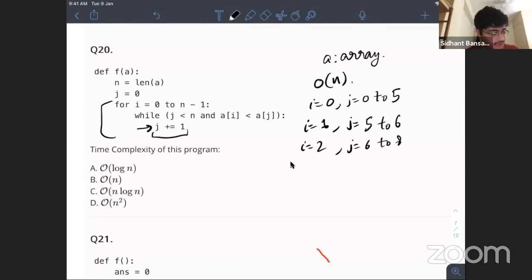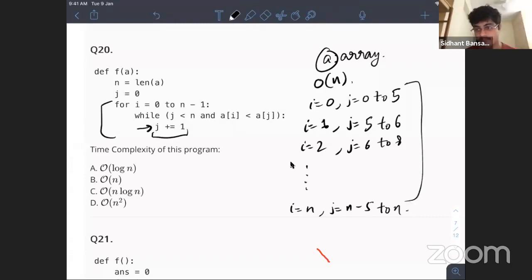So when I goes to n, maybe J goes from n minus 5 to n. That's how this structure looks when a certain array A is given. Then how many times is J incremented? J is only incremented n times. So this statement only runs n times. Think about it: if this statement actually ran n square times, that means J had the value n square in it, which is not possible because of the condition that J is less than n.